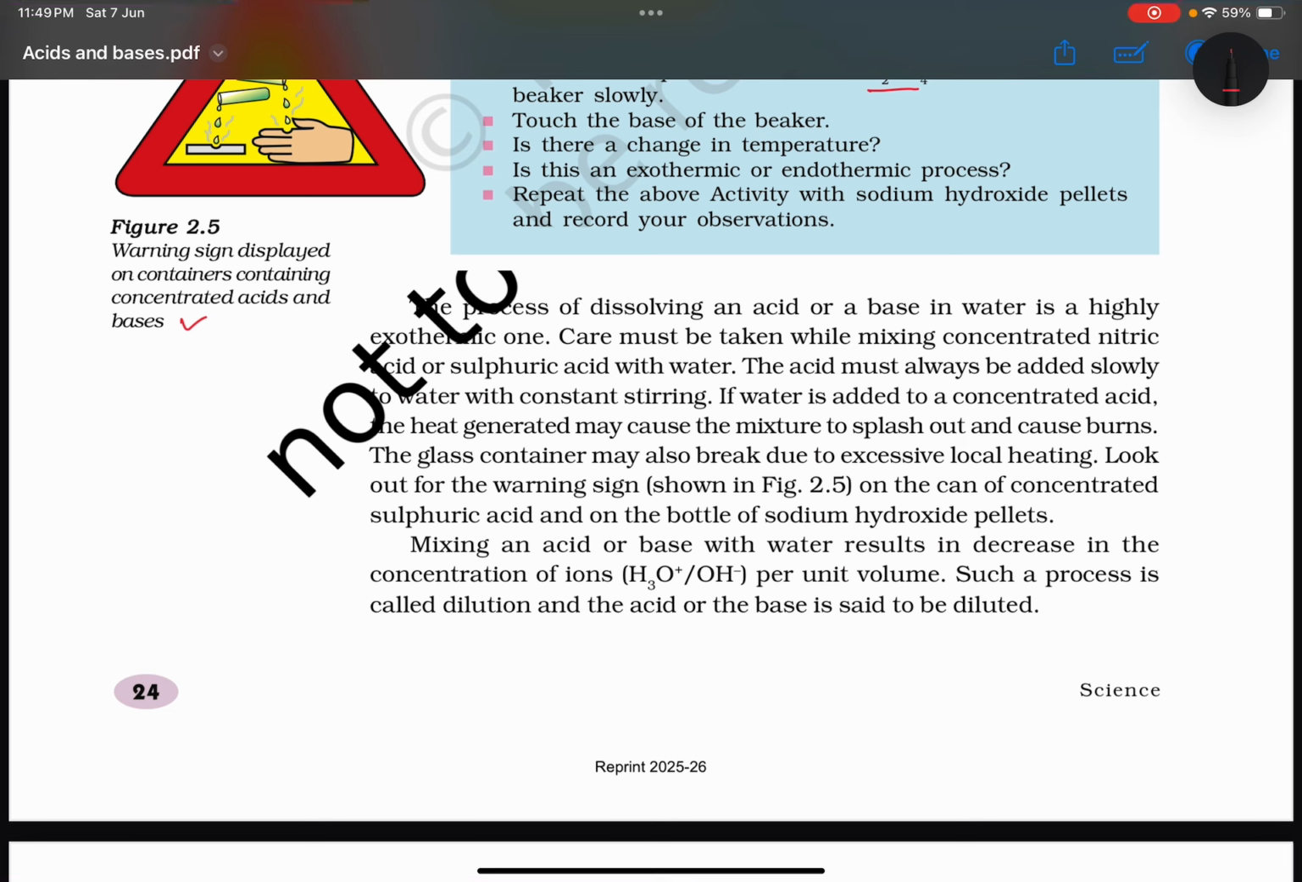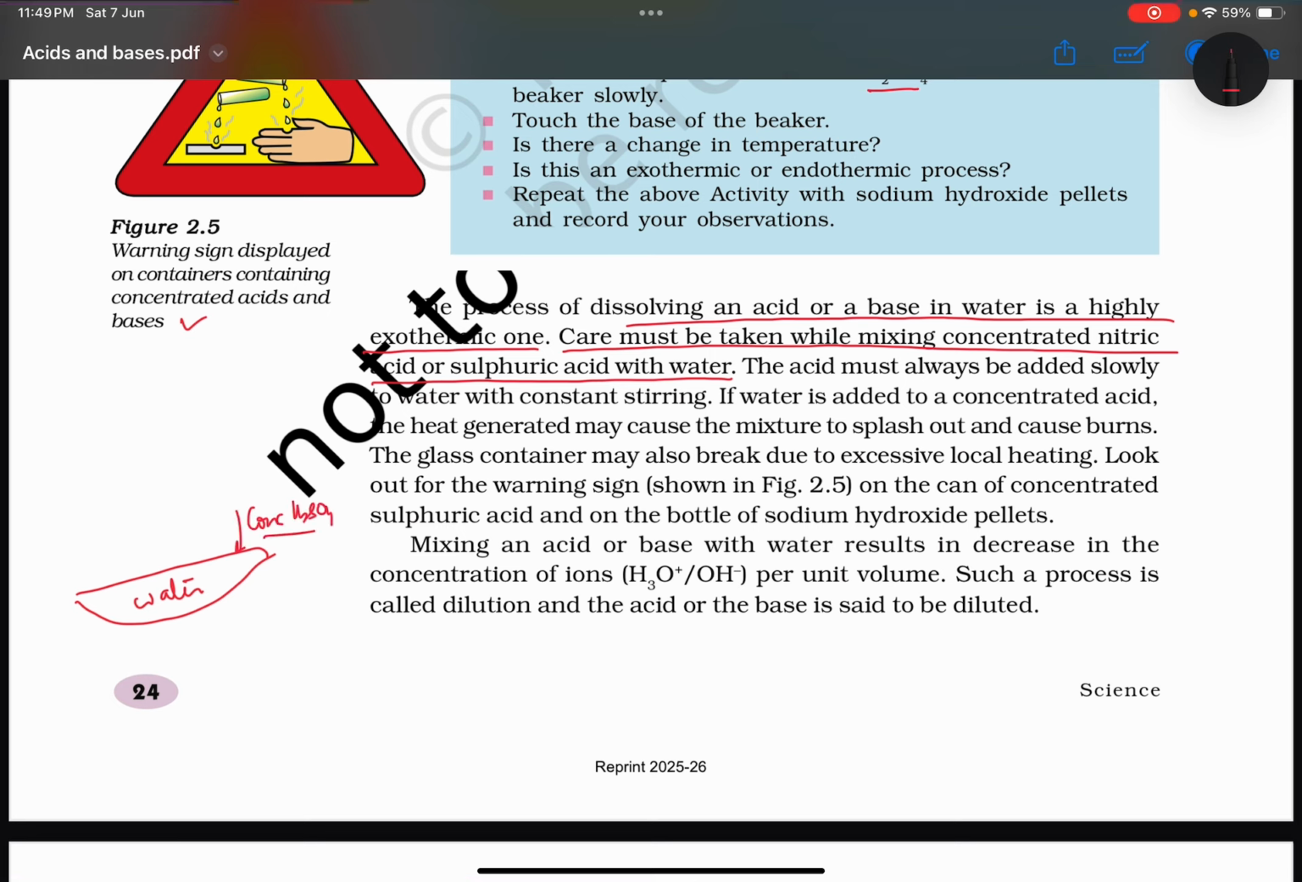Chalo, let us see what is mentioned here. The process of dissolving an acid or a base in water is highly exothermic. Care must be taken while mixing concentrated nitric acid or sulfuric acid with water. Okay, now however this point has come, now I will tell you. For example, this is the bowl with water and you are adding concentrated H2SO4.